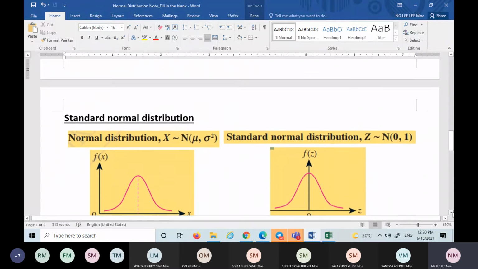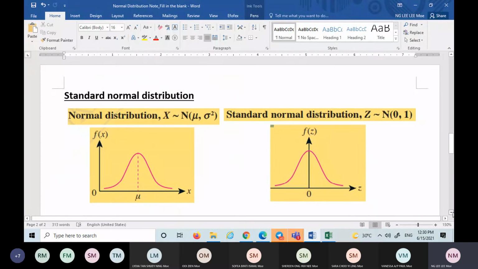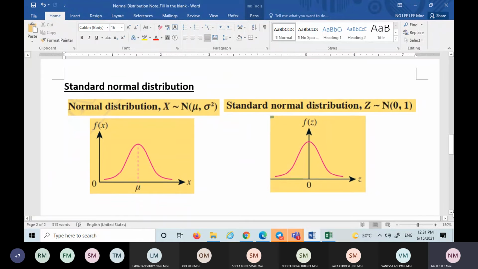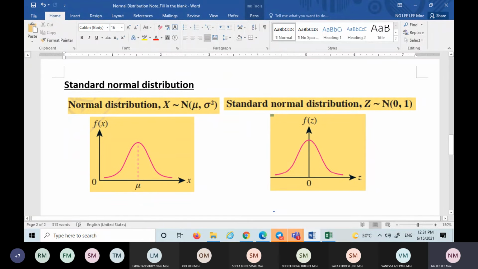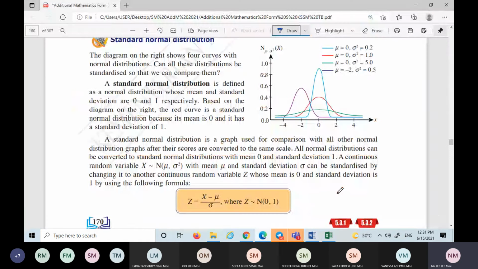I give you the answer for this. Okay, we look at this. Your notes, second page. I hope you printed it out, and then you can stick it inside your exercise book. We come back to the text a while. Okay, we continue with this.